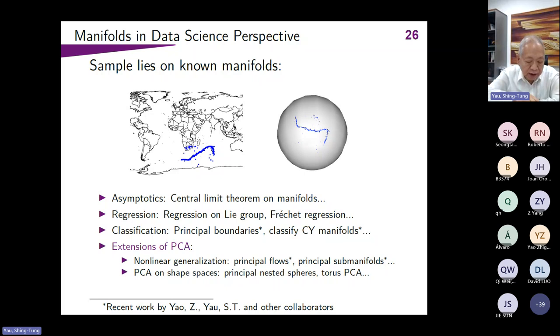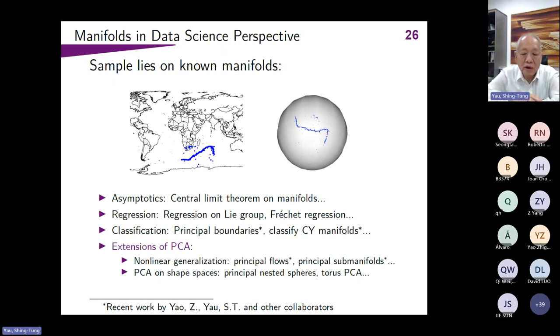Here's earthquake data. Earthquake data is a practical example where data can be seen as lying on the manifold itself. Here we are thinking of the manifold as the Earth, which is a sphere. So the central limit theorem on manifolds can be applied. And there is regression on Lie groups, and Fourier regression. Classification has something to do with principal boundary. We can use it to classify manifolds.